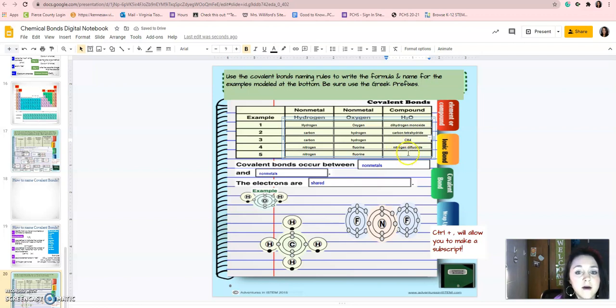Okay, now what about nitrogen difluoride? No prefix in front of it, so I must only have one nitrogen. Di means two, so I have two fluorines, F2. And that's how you finish.